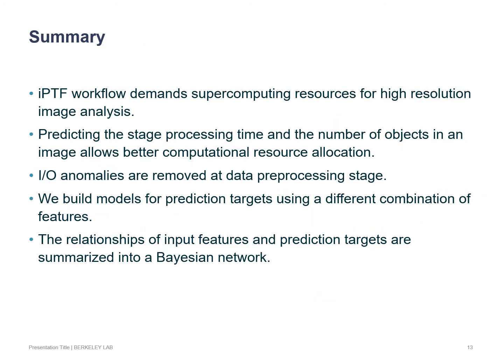In summary, the IPTF workflow demands supercomputing resources for high-resolution image analysis. Predicting the stage processing time and the number of objects in an image allows better computational resource allocation. In our approach, we remove the I/O anomalies at the data preprocessing stage. Then we build models for prediction targets using a different combination of features. Finally, we use the results of the model to build a Bayesian network that summarizes relationships of input features and prediction targets.